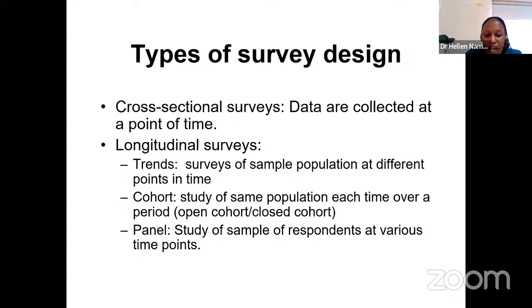So that is a cohort kind of study. You study the same population each time over a period. And then when it comes to a panel, this is just a study of a sample of respondents at various time points. But the point is, when it comes to longitudinal surveys, you study a particular population at different time points. You don't just study them at one point and then stop there.